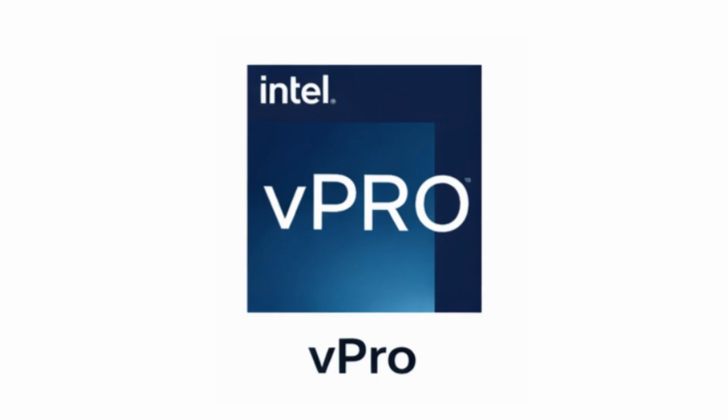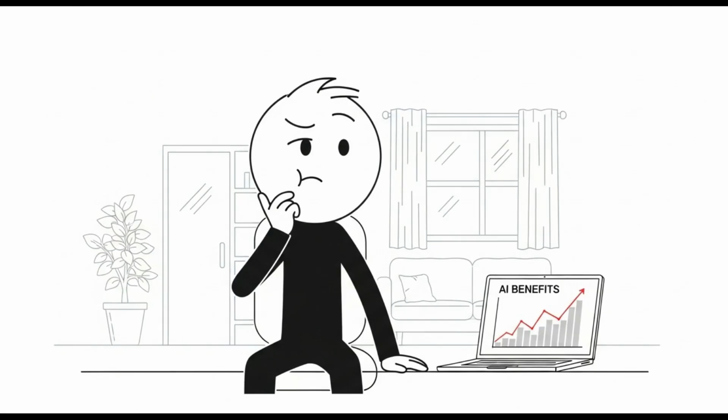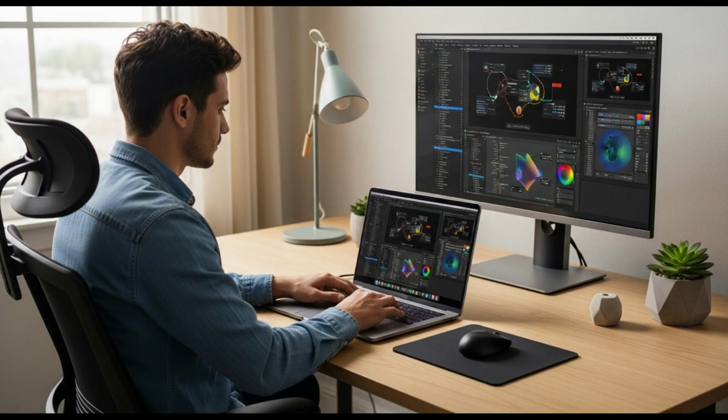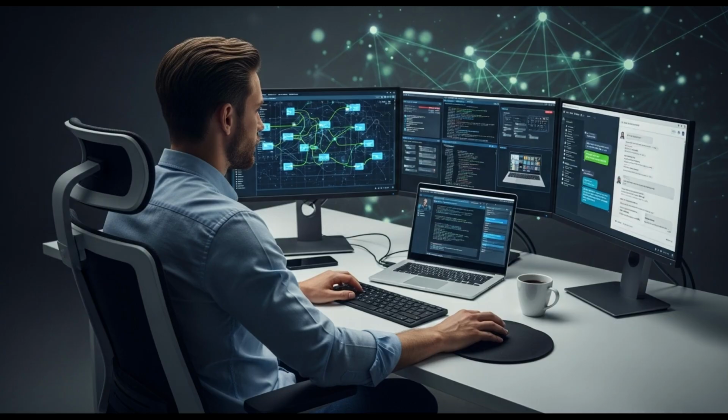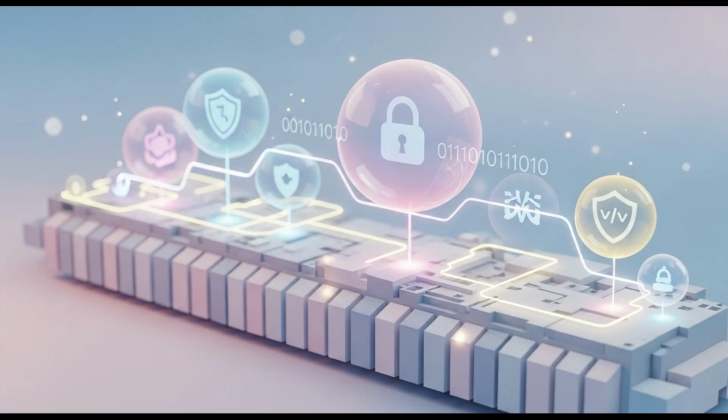There's also Intel vPro, which isn't about raw performance but enterprise features. vPro processors are commonly found in business and corporate laptops. They include Intel's Active Management Technology, allowing IT administrators to remotely manage, update, or secure multiple systems at once. They also support advanced security features like memory encryption, protecting sensitive data even if a system is compromised. For regular home users, vPro doesn't offer much value, but for businesses, it's extremely important.